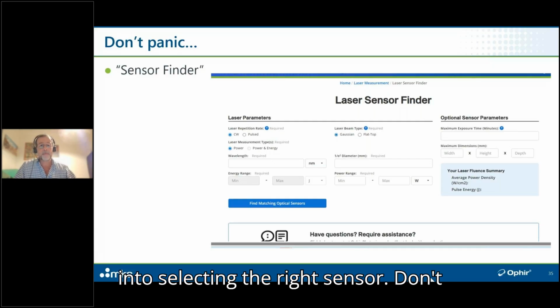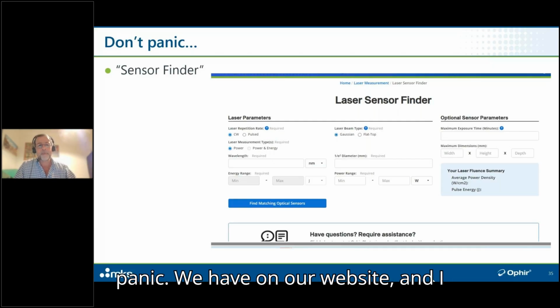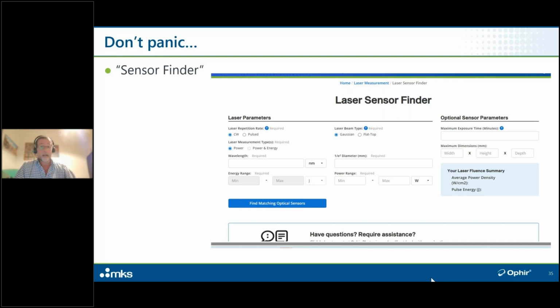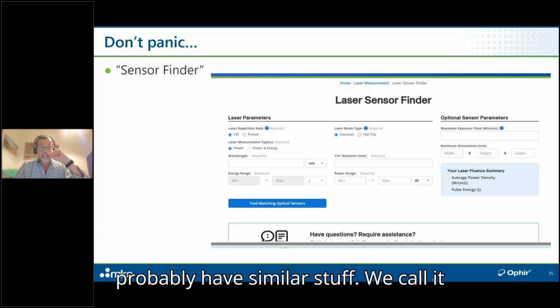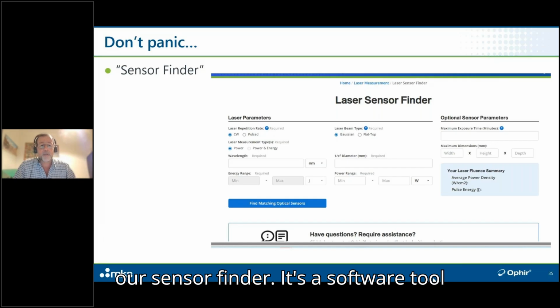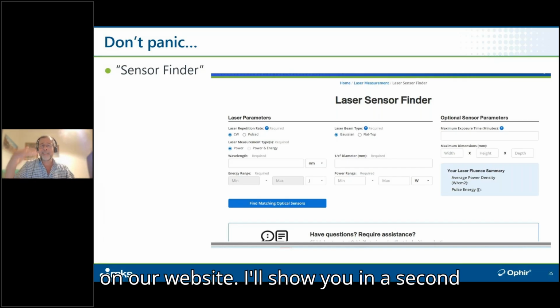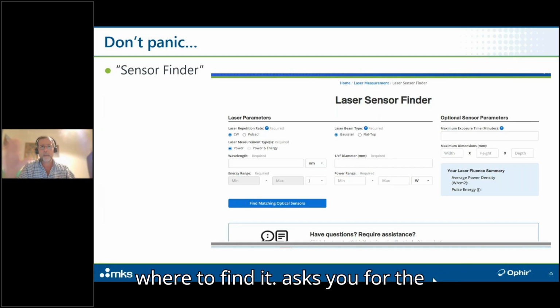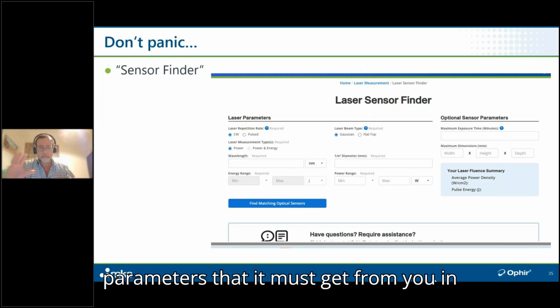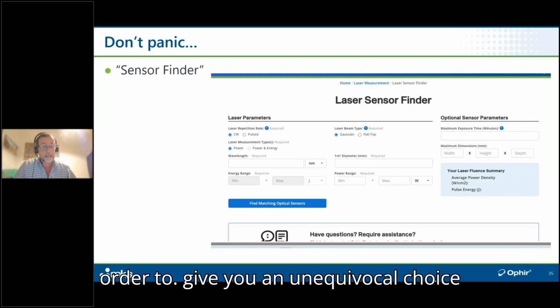It asks you for the parameters that it must get from you in order to give you an unequivocal choice of sensor. So it asks you whether it's CW or pulse, the wavelength, the beam diameter, et cetera, and then it'll give you a list of sensors that can do the job, usually in increasing order of price. So the first few that come up are the ones that you're going to want to take a closer look at. That's an interesting thing.